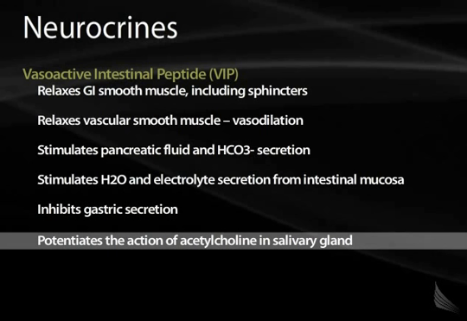The way to remember the activities of vasoactive intestinal peptide is that they often work in opposition to each other. VIP inhibits gastric secretion, and to potentiate this effect, it stimulates pancreatic fluid and bicarbonate secretion, further lowering the pH. It acts as a relaxer of smooth muscle, both GI and vascular, and it potentiates the action of acetylcholine in the salivary gland.